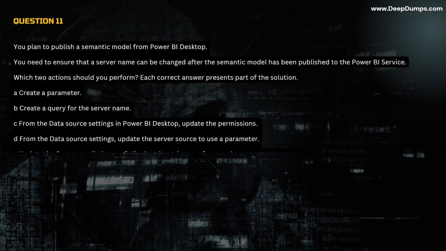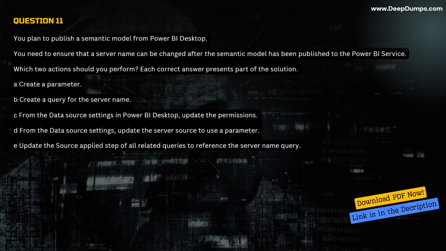Question 11. You plan to publish a semantic model from Power BI Desktop. You need to ensure that a server name can be changed after the semantic model has been published to the Power BI service. Which two actions should you perform? Each correct answer presents part of the solution.